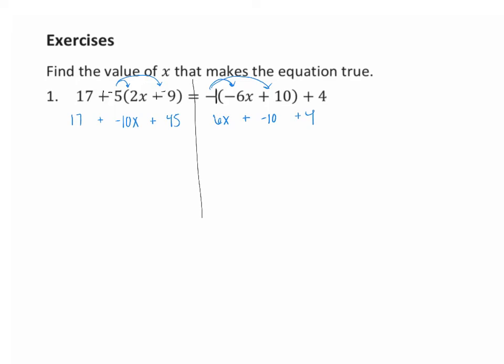Next step is to combine my like terms. I have a 17 and a 45 over here, and then I have a negative 10 and a positive 4. So 45 plus 17, 55, 62. And over here, negative 10 and positive 4 is negative 6. Everything else stayed the same.